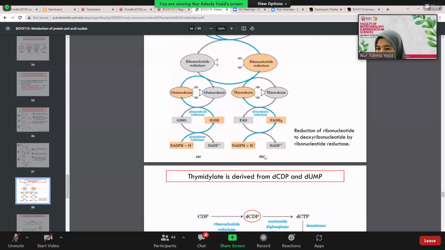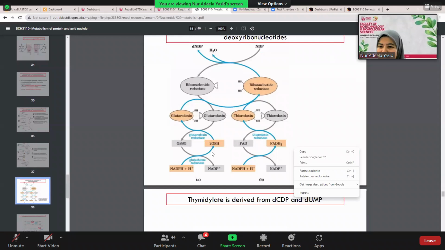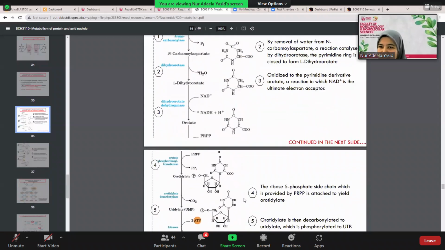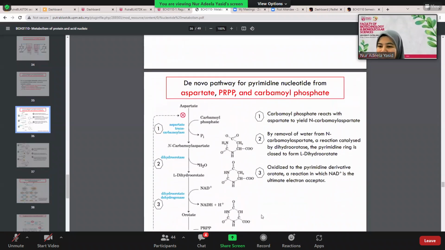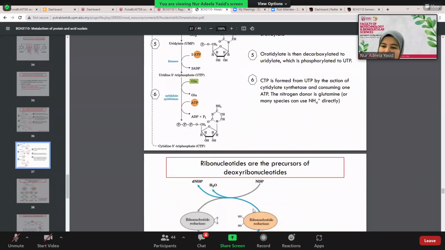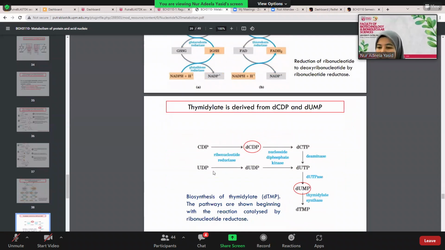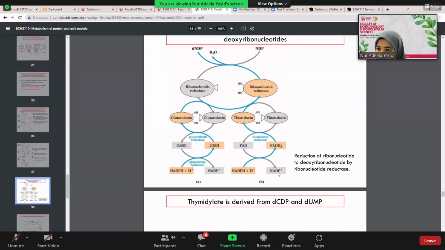But what makes thymidine special? Dia hanya present dalam deoxyribonucleotide. That's why dia tak present kat sini. Nampak tak? Kenapa dia tak involve dalam this biosynthesis? Kenapa from CDP tak terus kat sini? Sebab the CDP, UDP, it need to be converted to deoxyribonucleotide dulu. Sebab tu saya letak slide ni dulu.